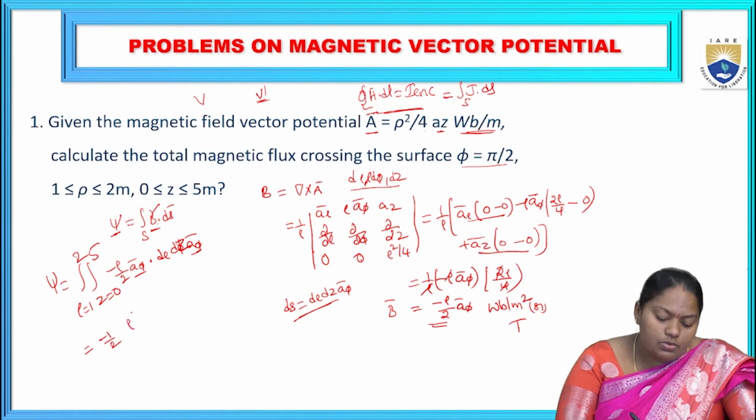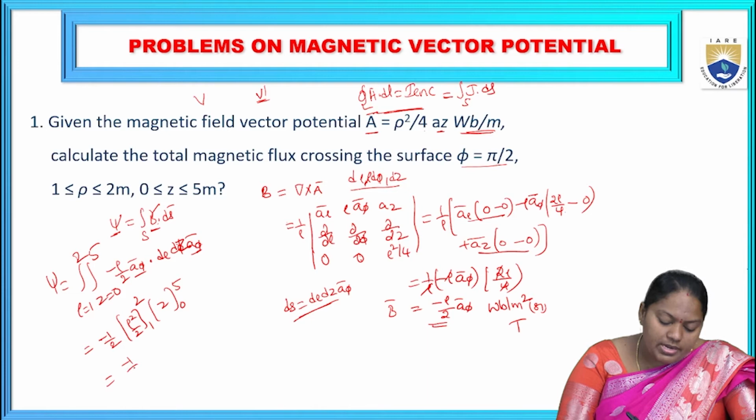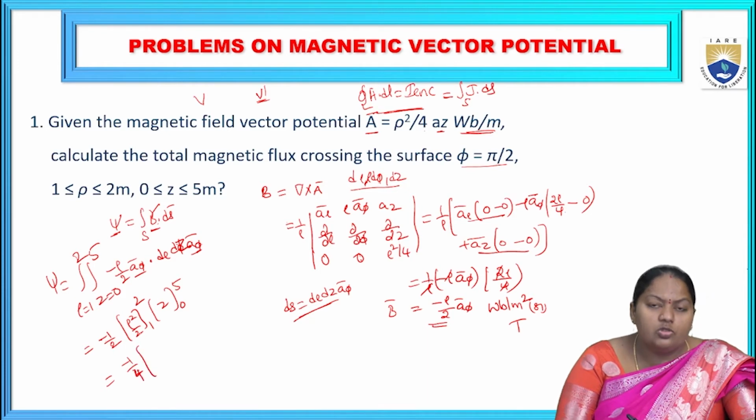For d rho the integral is rho. If you substitute, rho square by 2 is the integration for that, with limits 1 to 2, and for z it is z with limits 0 to 5, which is equal to minus 1 by 4. See, already 1 by 2 is there and it is to be multiplied with 2. Then minus 1 by 4.